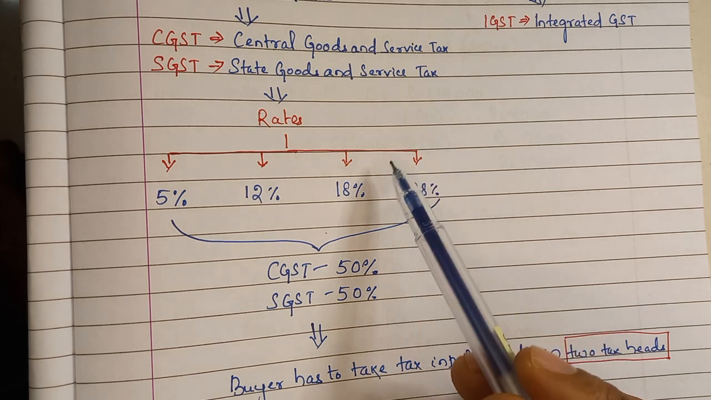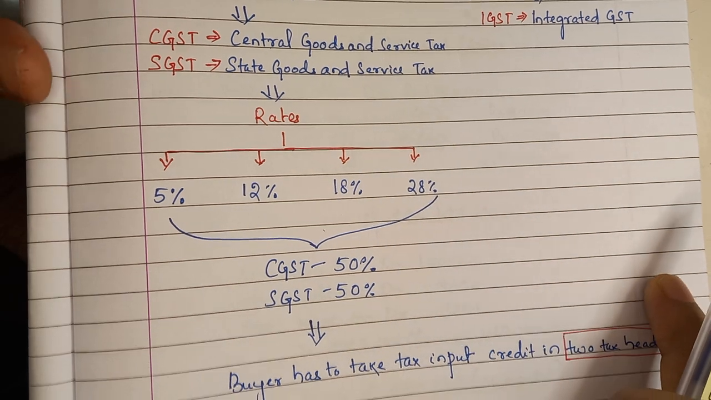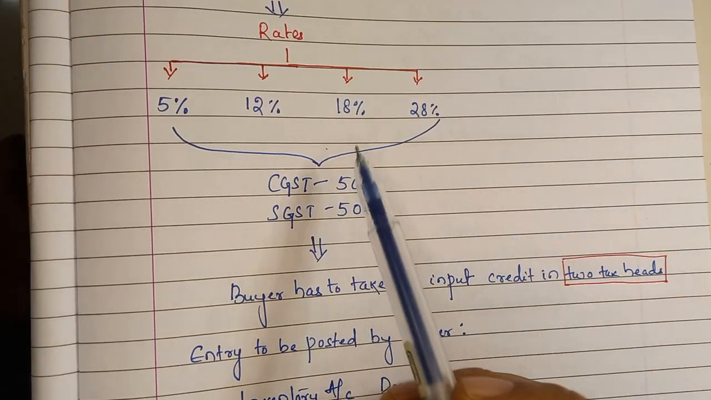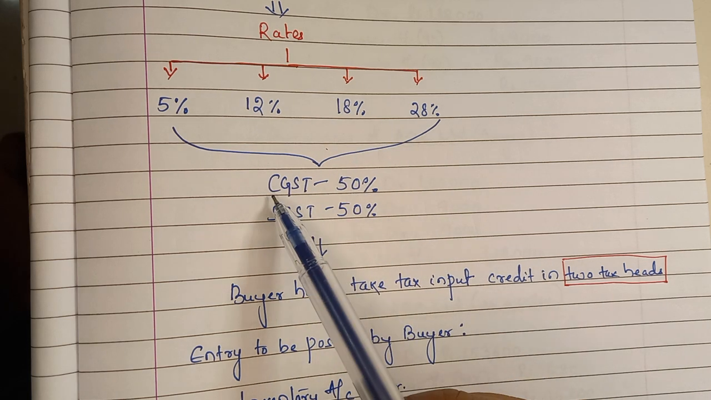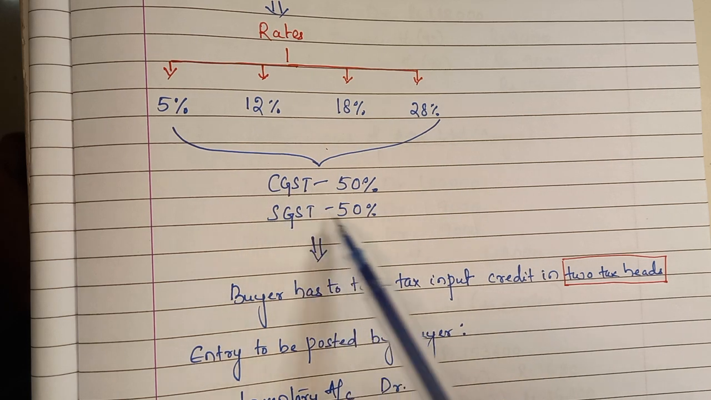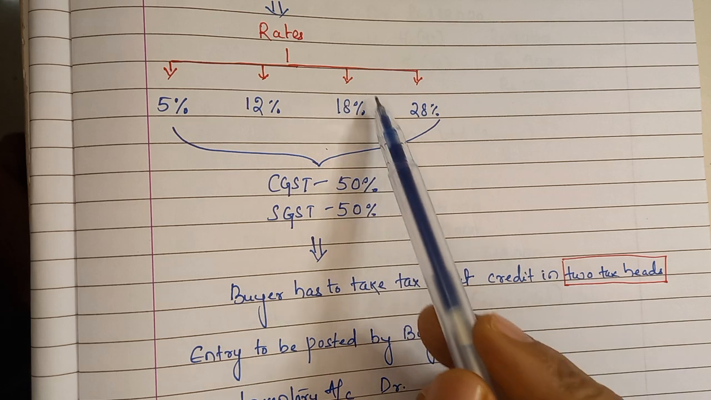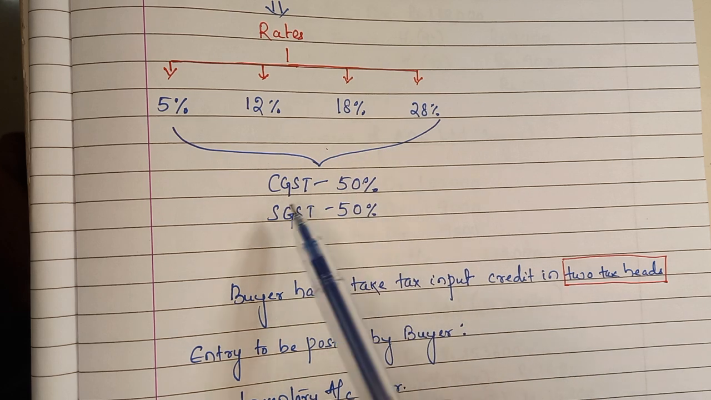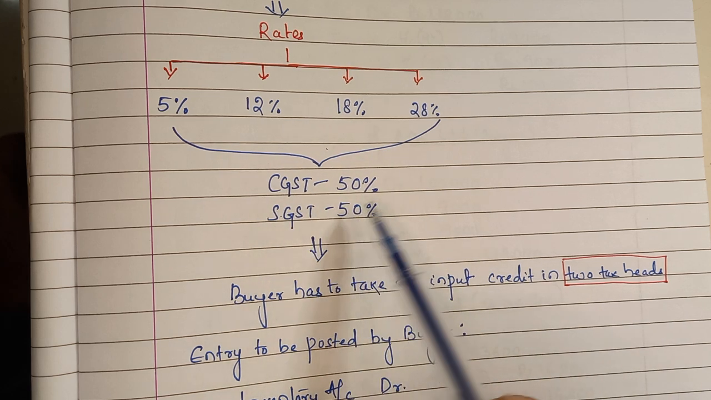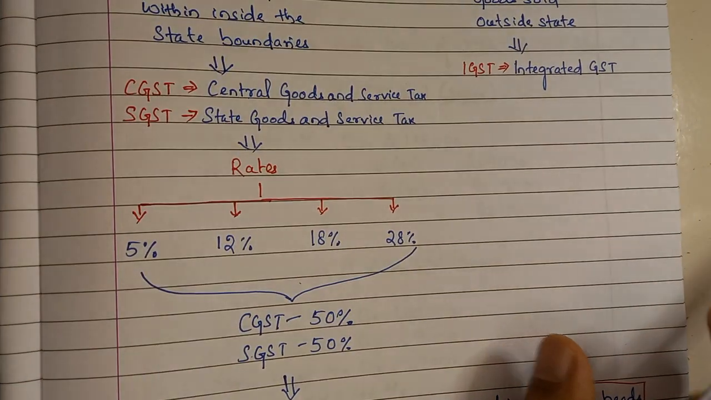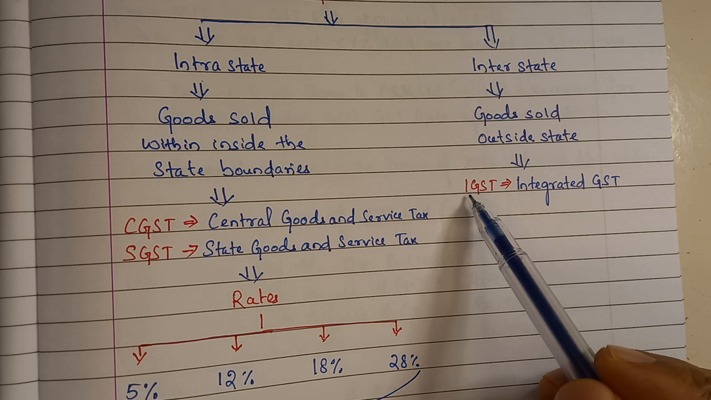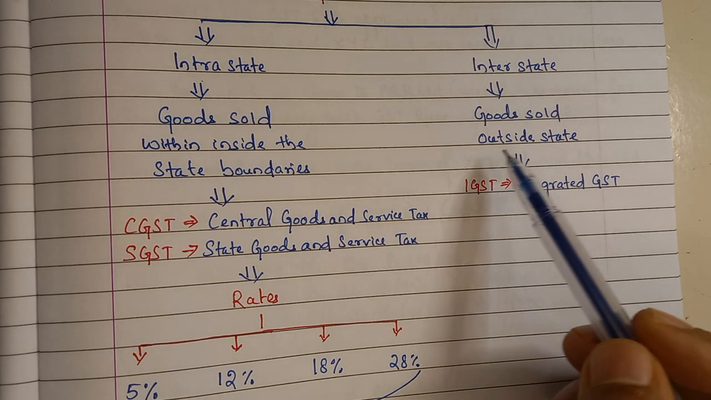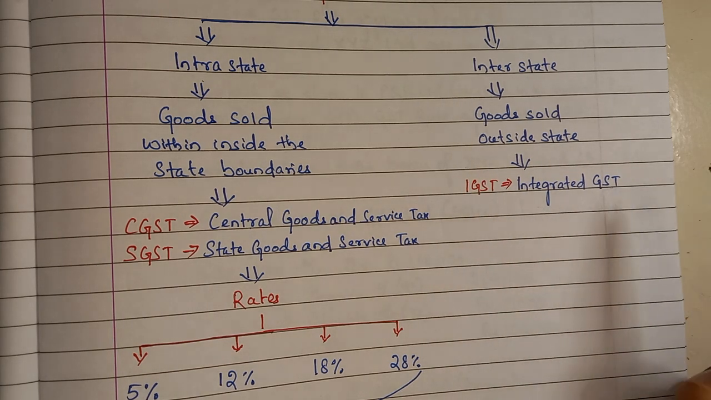Now when the company is issuing the invoice, the company has to split this tax percentage 50-50% between CGST and SGST. So if the percentage is 18%, CGST is 9%, SGST is 9%. And in case of interstate, the GST to be applicable is IGST, which is called integrated GST.